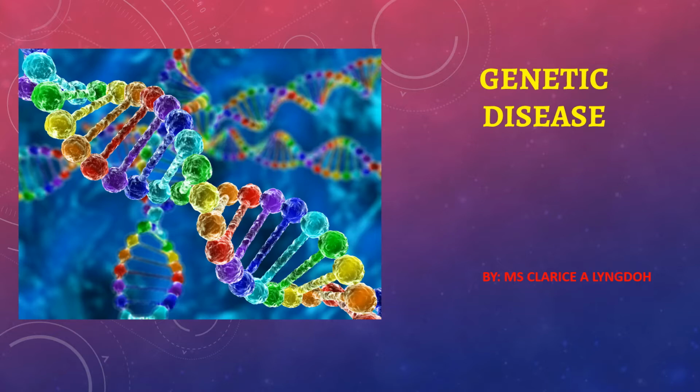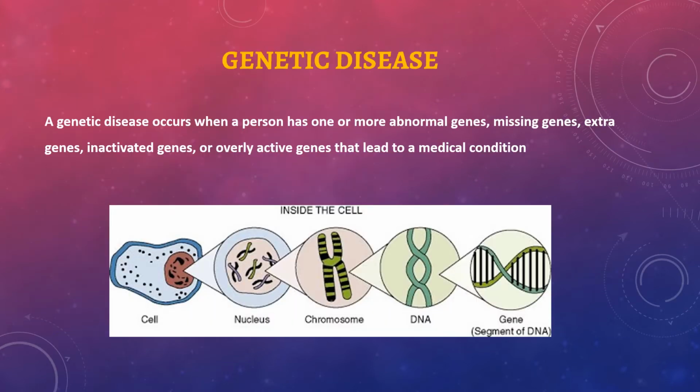Today I will be talking about genetic disease. A genetic disease occurs when a person has one or more abnormal genes, or missing genes, extra genes, inactivated genes, or overly active genes that can lead to a medical condition.